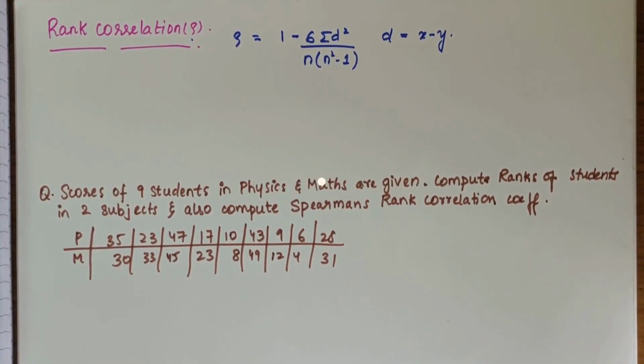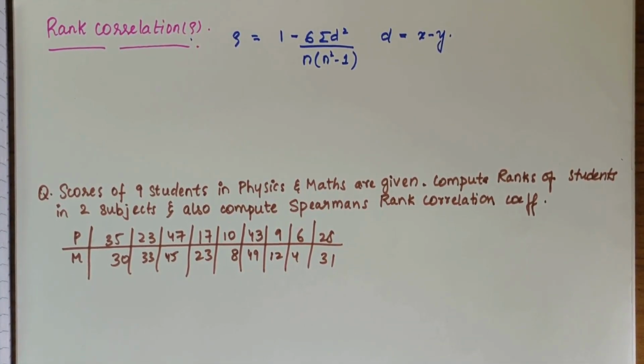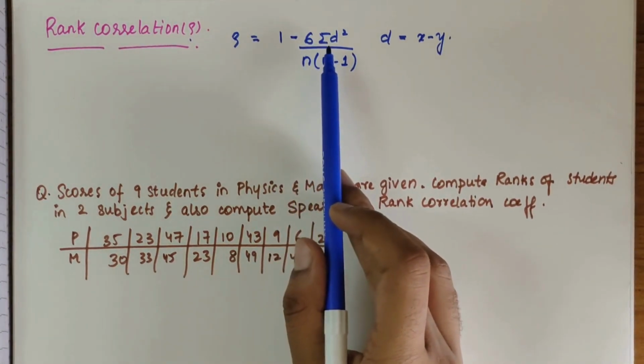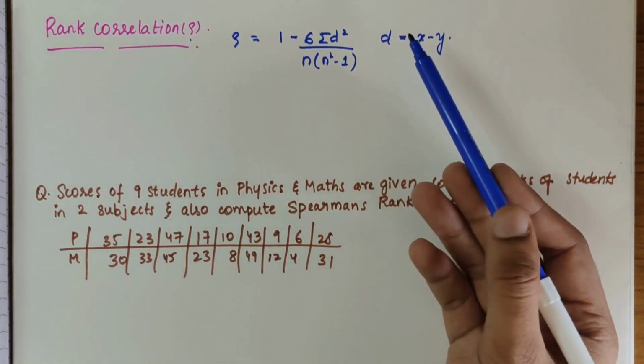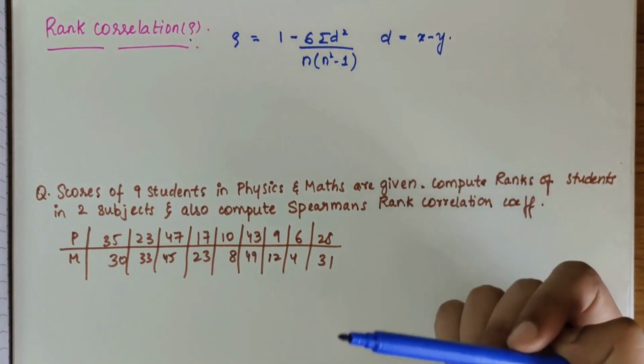In this video, we'll be discussing rank correlation and solving a question based on it. Firstly, the definition: in respect of the ranks of two characteristics of an individual or an observation, it is called the rank correlation coefficient. It is denoted by rho, and the formula of rank correlation is 1 minus 6 summation d square by n into n square minus 1. Here d is equal to x minus y.